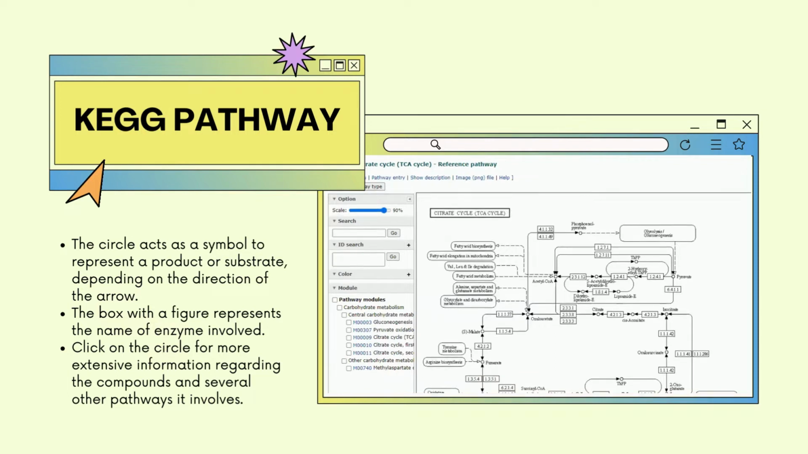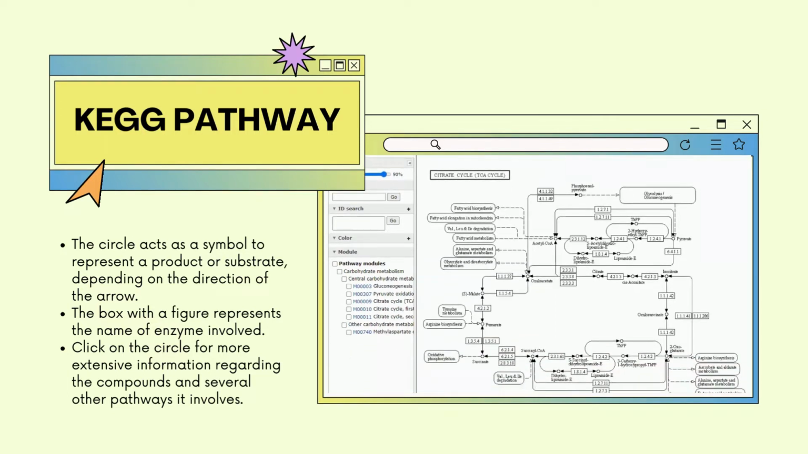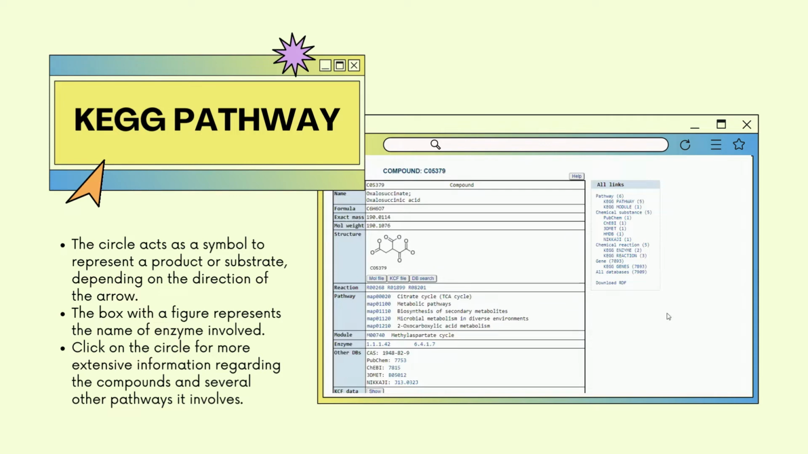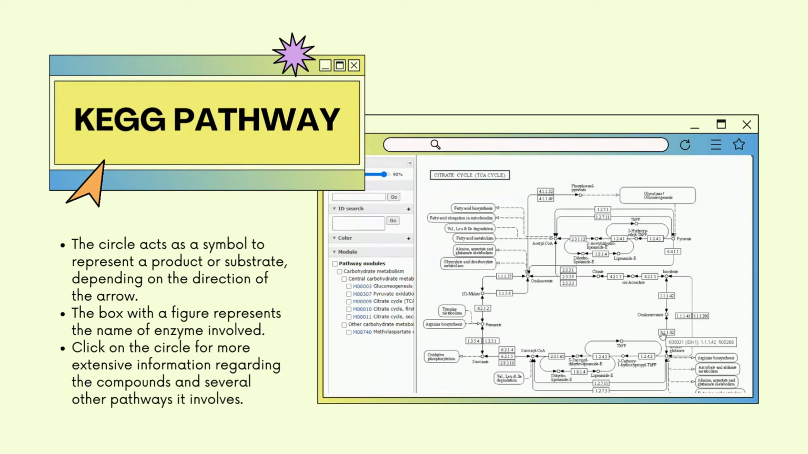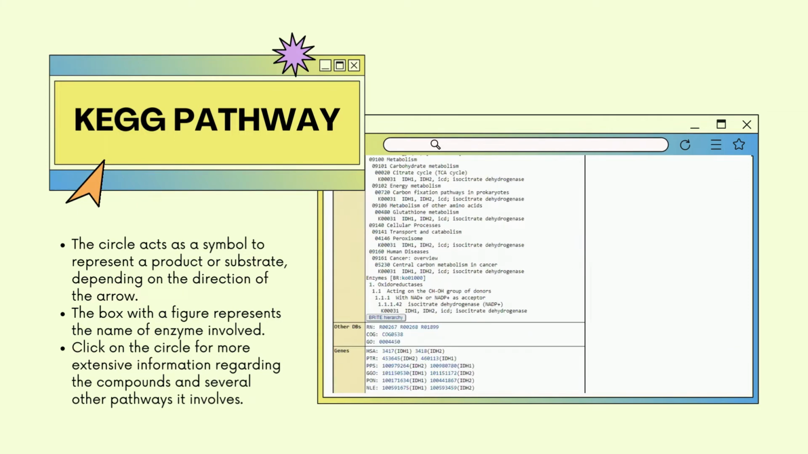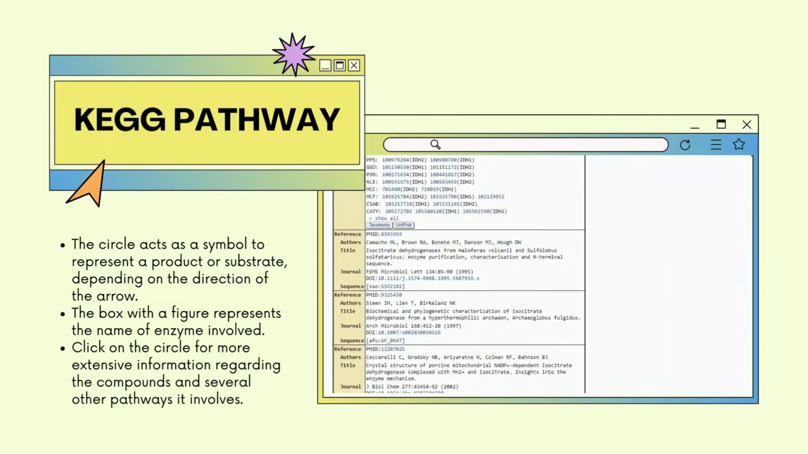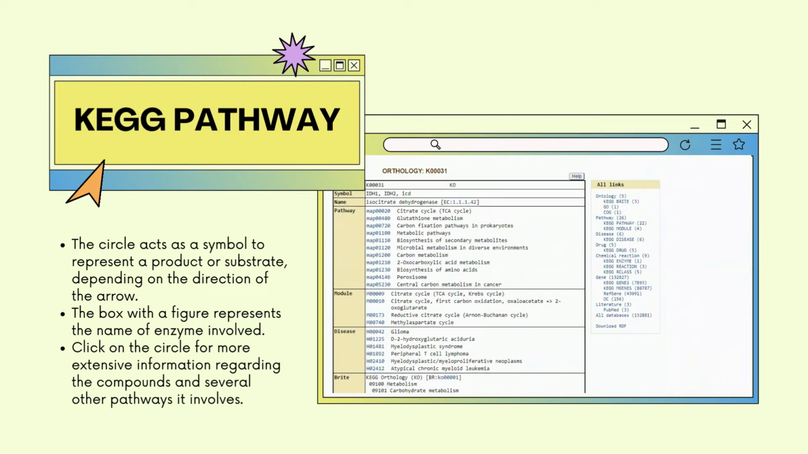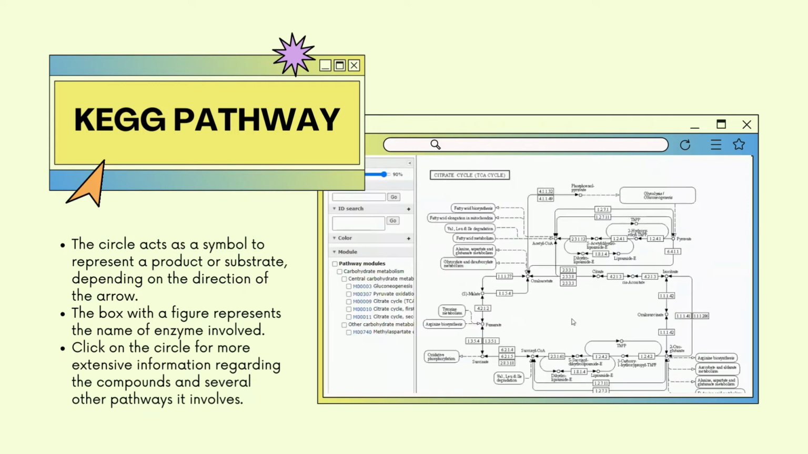The circle acts as a symbol to represent a product or substrate depending on the direction of the arrow. By clicking on the circle, more extensive information regarding the compounds can be obtained, and we are also able to identify several other pathways it involves. Here, you can also see a box with a figure that represents the name of the enzyme mediating the reactions. Here is the complete description of the enzyme. The disease section here lists out the possible outcome if the enzyme is mutated.